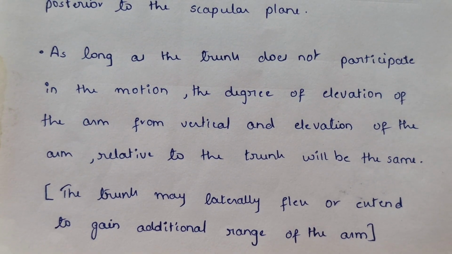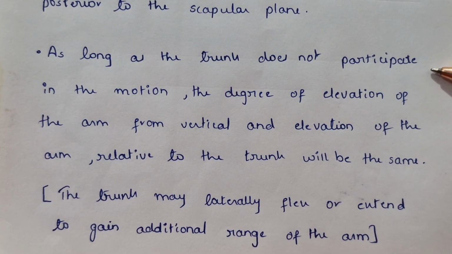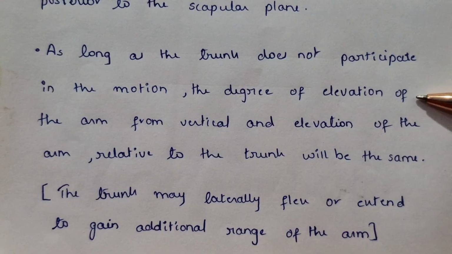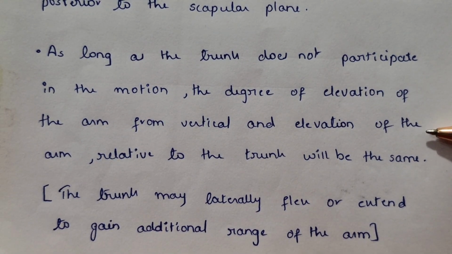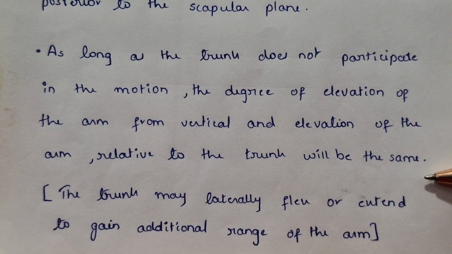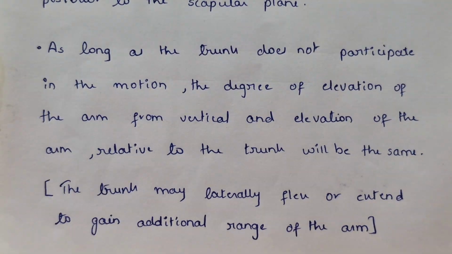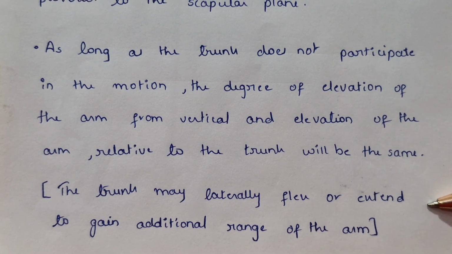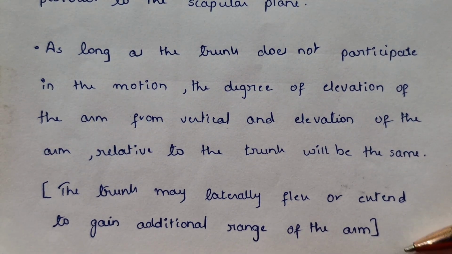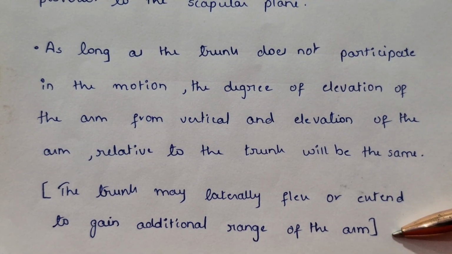As long as the trunk does not participate in the motion, the degree of elevation of the arm from vertical and elevation of the arm relative to the trunk will be the same. This is because the trunk may laterally flex or extend to gain additional range of the arm.